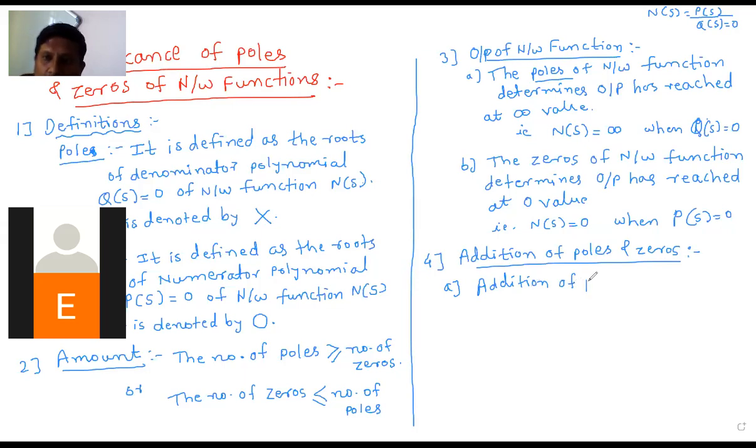Okay. Addition of poles will delay the response of the system. If poles are added, the response will be slightly delayed, meaning the time between input and output will take a little longer. Addition of poles will delay the response of the system, but it will convert the unstable system into stable system. That is the advantage. Next, addition of zeros.